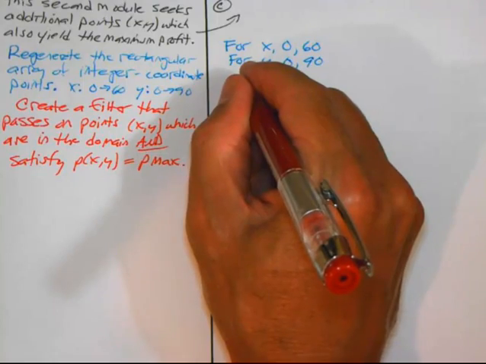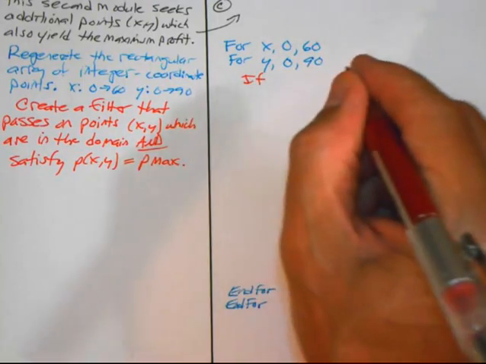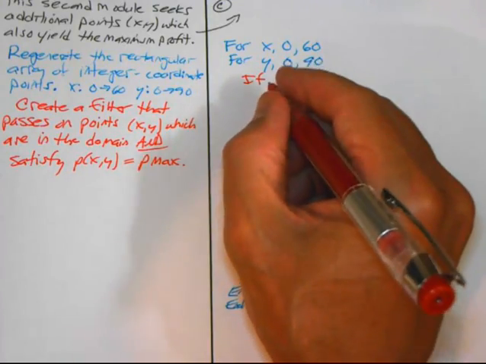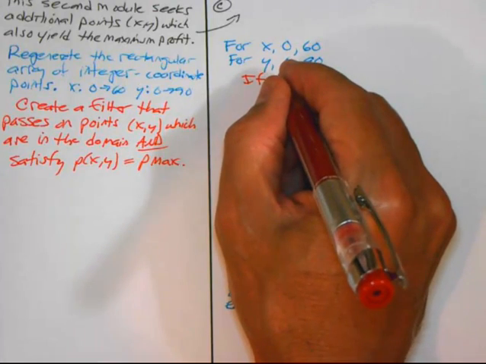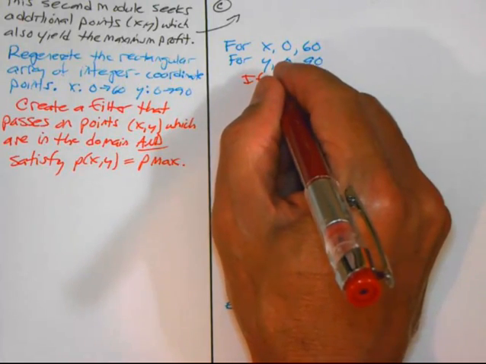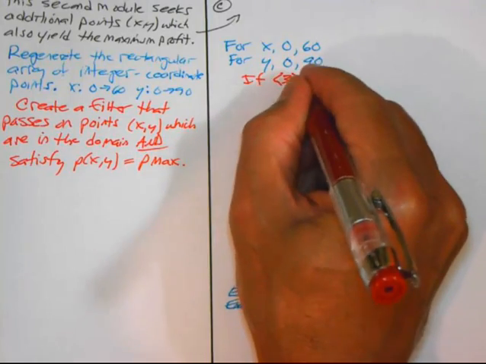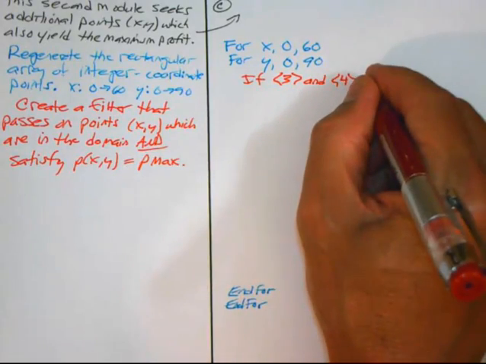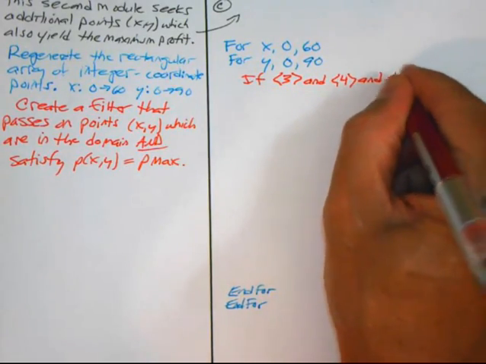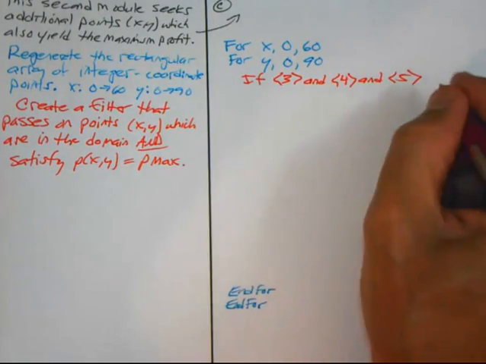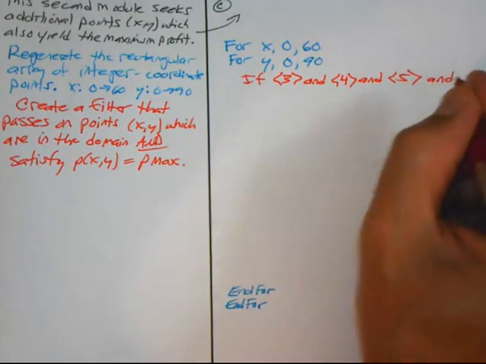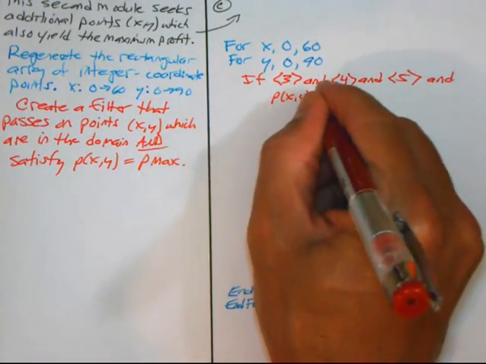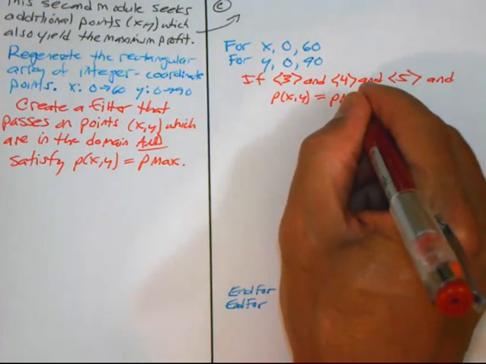So here we could have if. Now what are those conditions? We want to put on the remaining demands of the domain, and as before we could just for now refer to those as the inequalities 3 and 4 and 5, and, okay, now there's more in this case. We want to have and p of x y equal to p max.